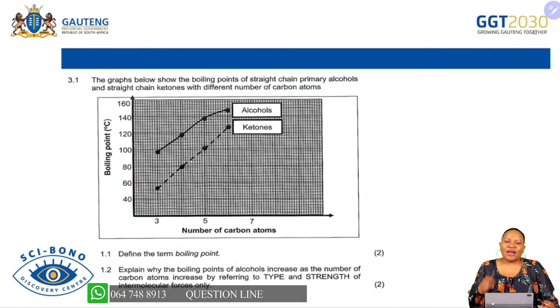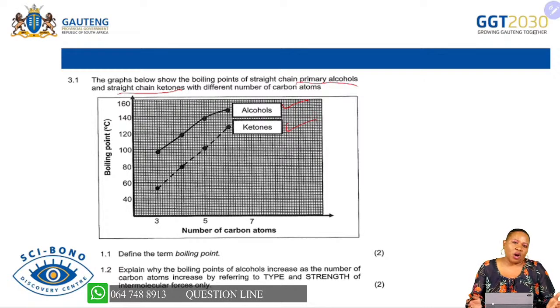Then let's look at question number 3. As we said, question number 3 is going to be based on physical properties. We are provided a graph here, and our graph has 2 lines that represent alcohols and ketones. The graph below shows the boiling points of straight chain primary alcohols and straight chain ketones with different numbers of carbon atoms.